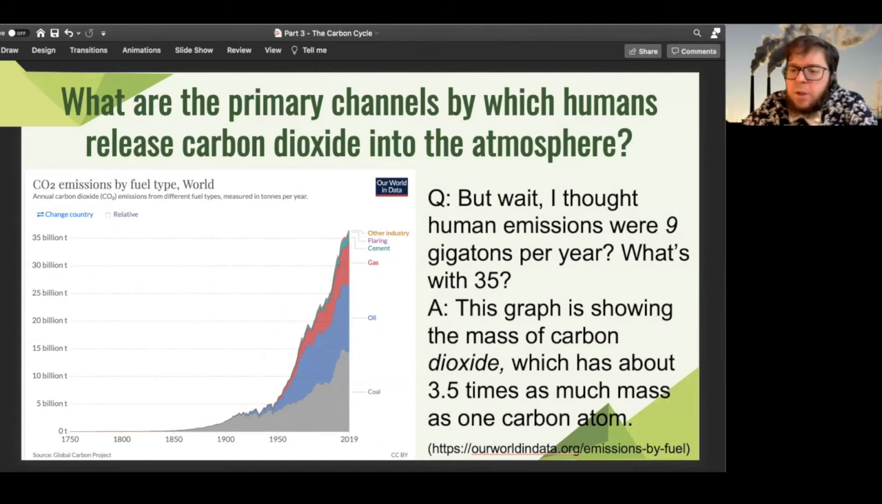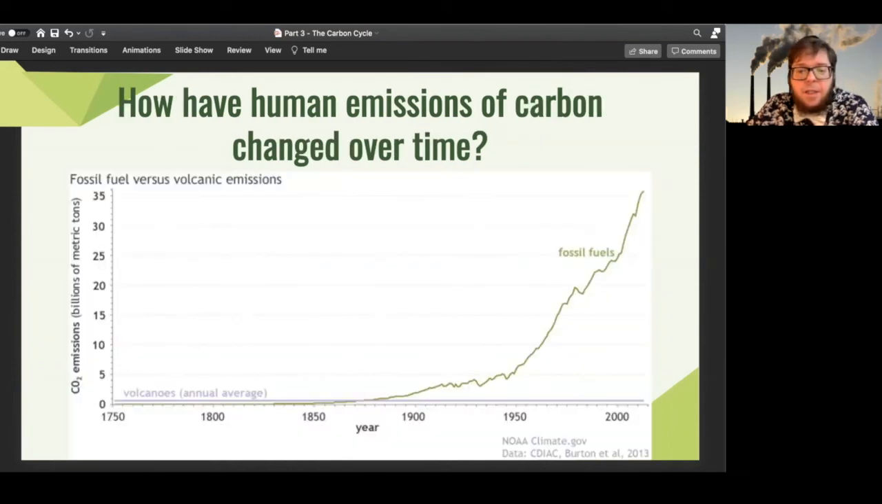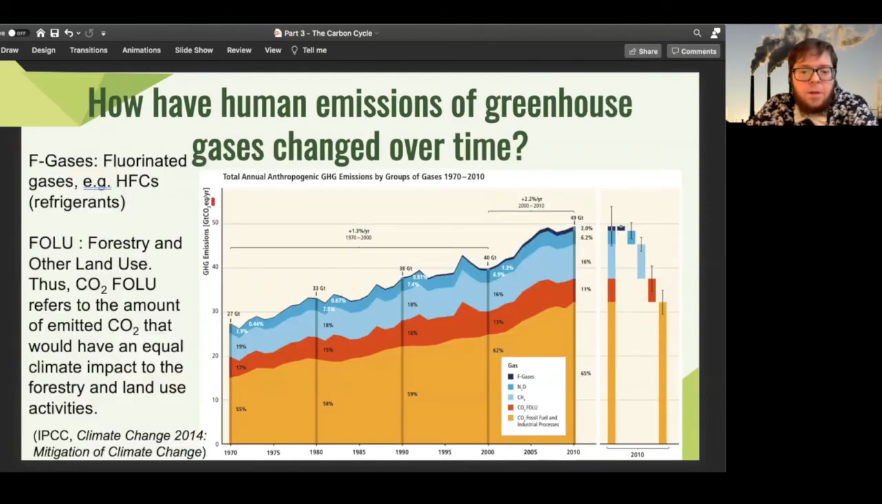Could you please go over that chart of total carbon equivalents again, the one with the fluorinated gases? That would be this one here. So if we look over time, what I didn't point out about this one last time is the time range. The first graph I showed you goes from 1750 to about 2013, when that graph was published. This one goes from 1970 to 2010. And you can see that quite a lot of greenhouse gas emissions occurred over those 40 years.